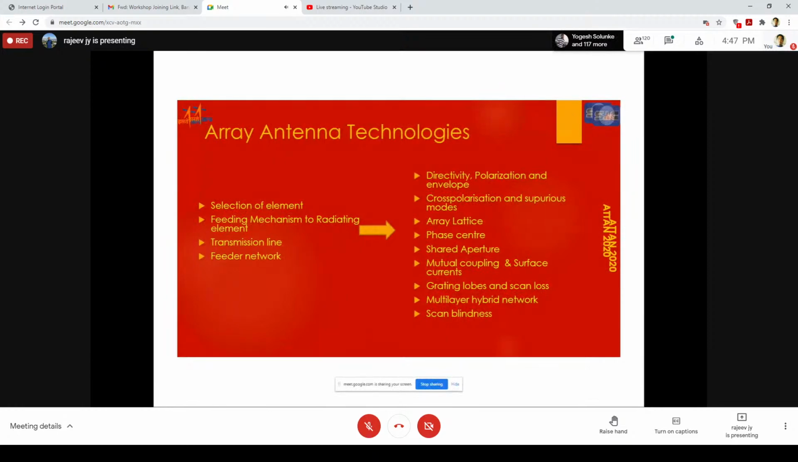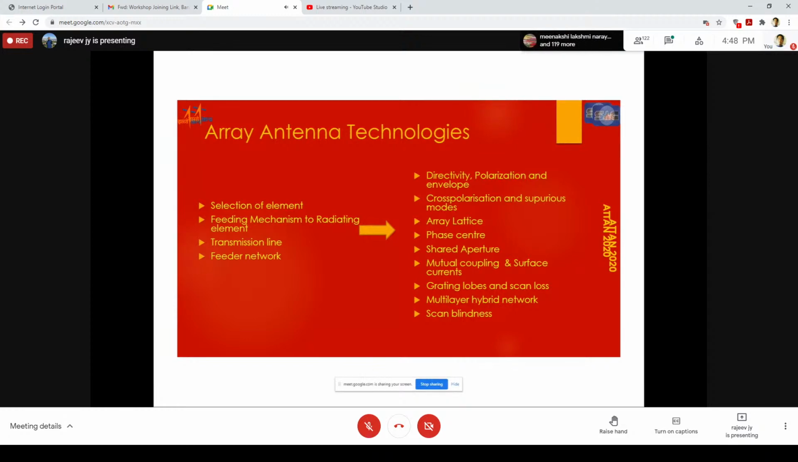When array antenna comes to everybody's mind, the array means a number of radiators which are arranged in a particular lattice. Normally we talk about a systematic lattice, either rectangular, circular, or triangular. But now people are also working on aperiodic or quasi-aperiodic array antennas, thinning the lattice and adding one more degree of freedom. So the selection of element and the lattice is very important.